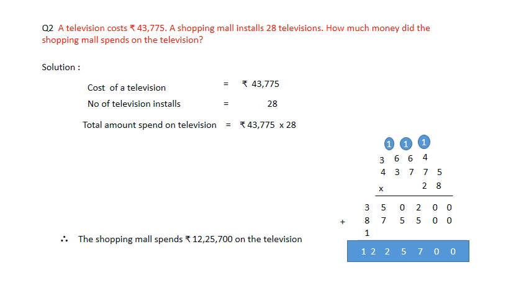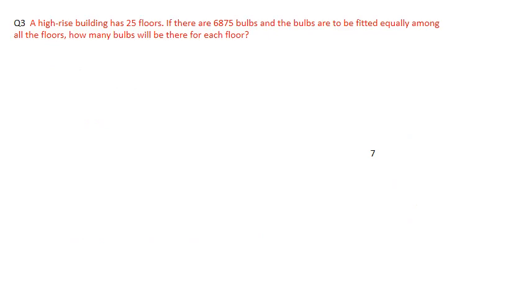Student, has everybody done? Okay, let's come to question number 3. What is your question number 3? A high-rise building has 25 floors. Now see, the building has how many floors? 25 floors. If there are 6,875 bulbs, how many bulbs are there?